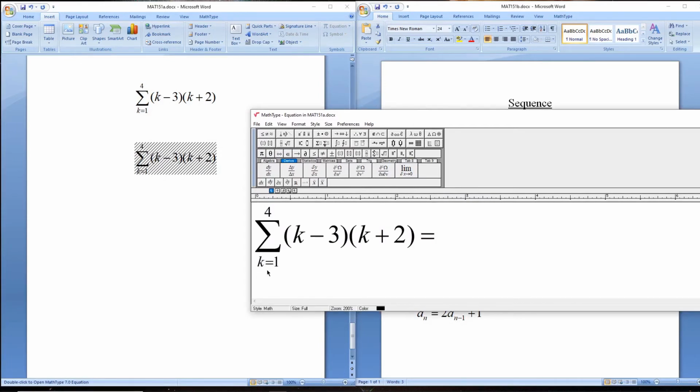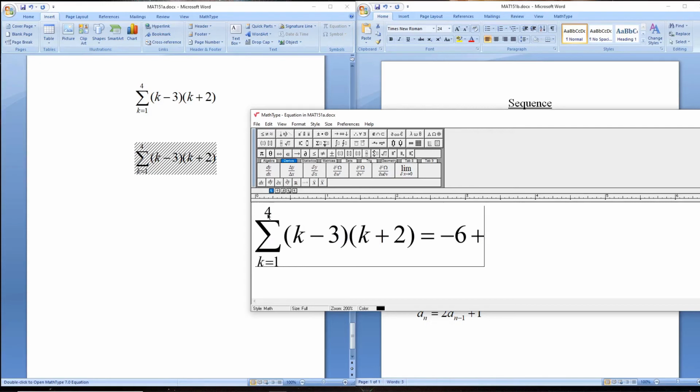So let's start with k equals 1. When k equals 1, we will have a minus 2 times 3. So k equals 1, and we'll just plug that in. Minus 3, I'm sorry, minus 2 times 3 to get us then a minus 6. And that's our first number.